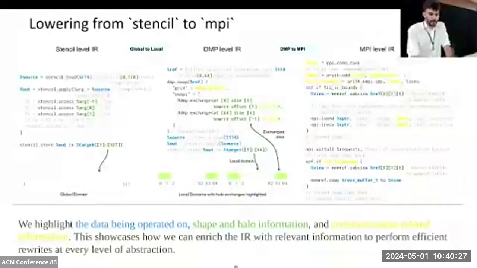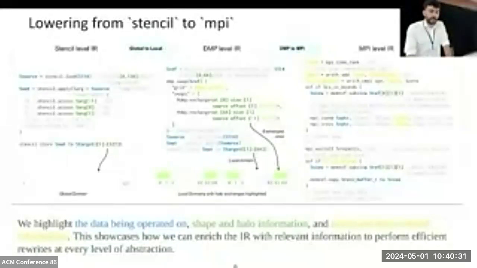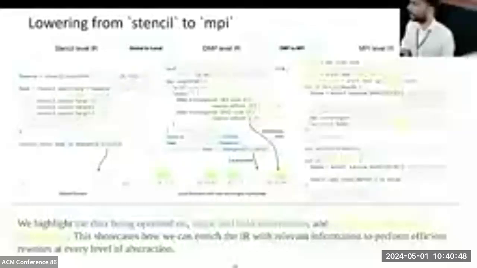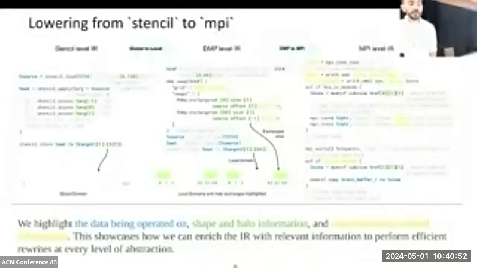This information is used to automatically do the domain decomposition here, where you can see the shape and halo information being loaded here in two ranks, where we take the domain and we add the necessary points needed for the interaction for the halo exchanges. Later on, this is automatically lowered to the MPI level IR, where you can see with the yellow color the communication related information, such as the MPI rank and the destinations. Of course, this is just pseudo code for the few details.